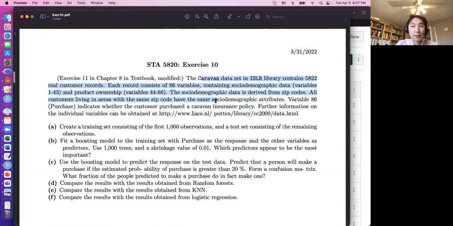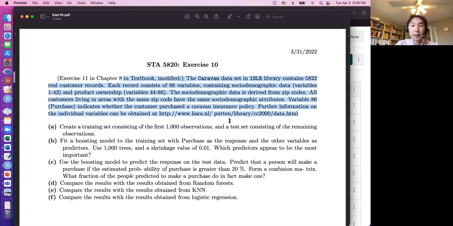So our goal is to identify which customers will buy the insurance product. For example, if we are sending direct mails to promote a product, we want to send them to the potential customers who have a higher chance to buy the product. So that is a typical business question.